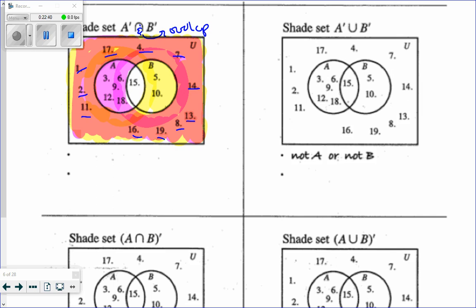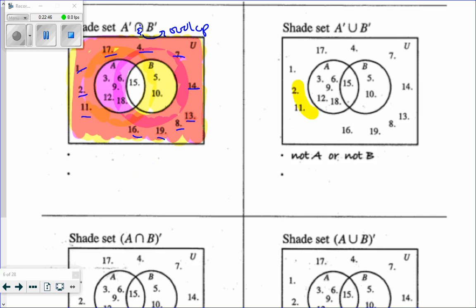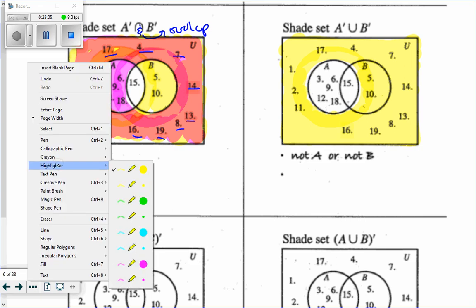Okay, so same idea here. So not A means coloring everything outside of circle A. So here's my A. I'm going to color in all that. I don't know if you've noticed, but my coloring is getting substantially worse with every question that I do. I would fail kindergarten. Okay, so there's not A. Not B is everything outside of circle B.